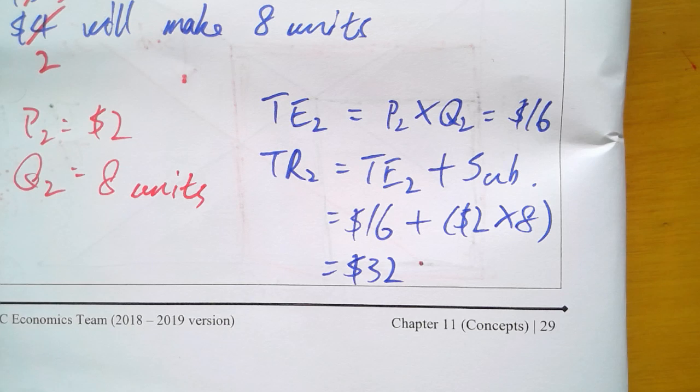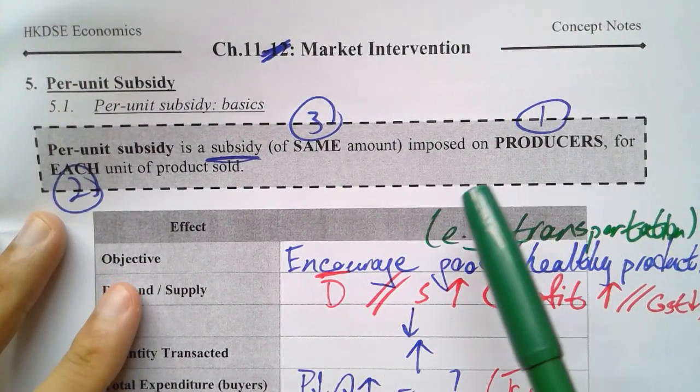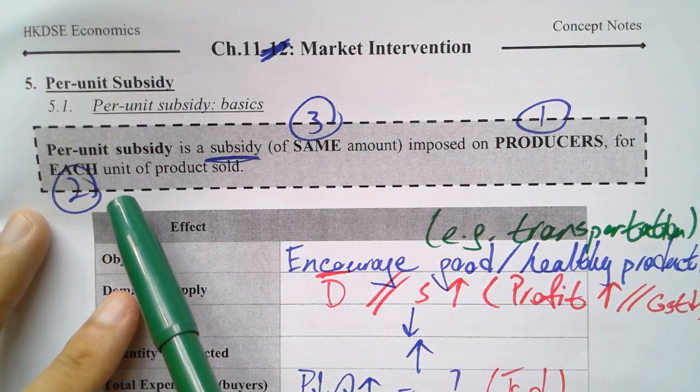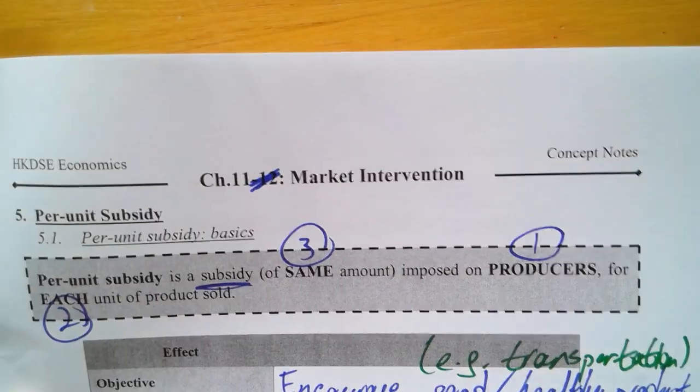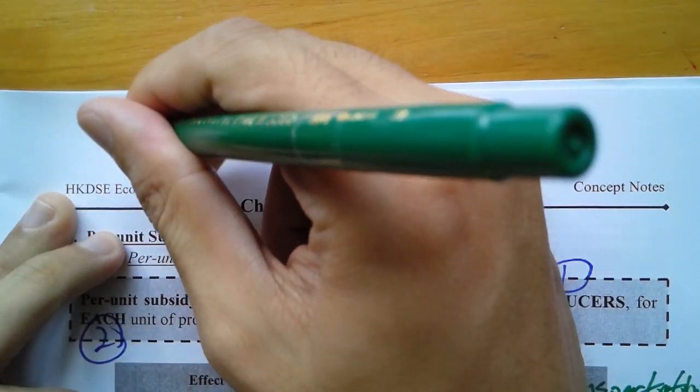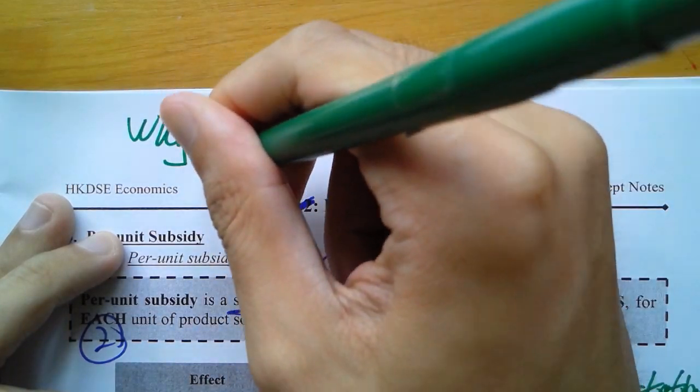Now, before we move on to the questions, okay? Now, let us think about one very funny paradox, right? Now, we talk about for each unit they produce, then they will receive some subsidy. And then we talk about price would decrease. Now, my question is, huh? Why not cheat?